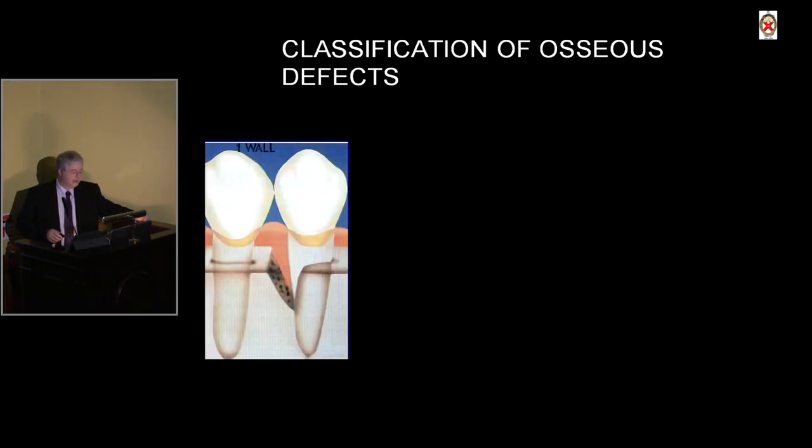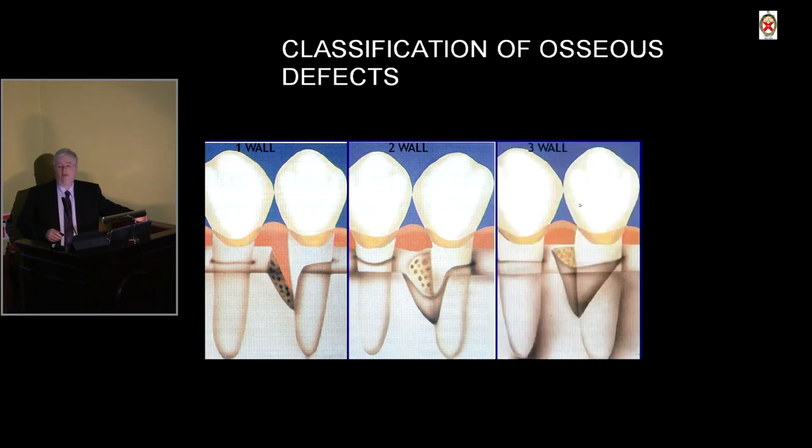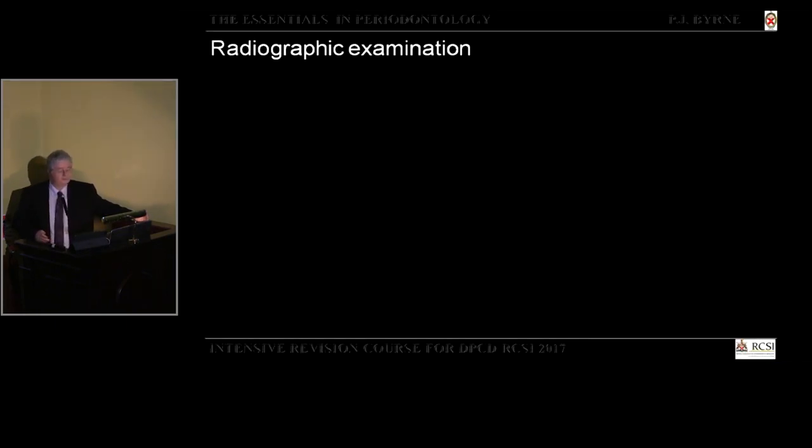When I was an undergraduate student, and you'll probably look at my hair and say that was a hell of a long time ago, but I was always confused about 1 wall, 2 wall and 3 wall defects, osseous defects. So just in case there's any lack of clarity, this is a 1 wall defect. There's 1 wall left, okay? And that's the part to remember, 1 wall left. We have 2 walls left. We have 3 walls left, okay? So that's how it's defined. And then we have our crater. So everybody hopefully is clear on that.